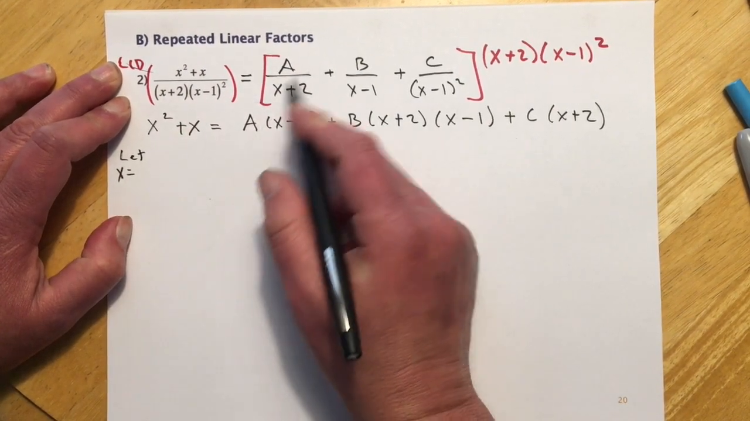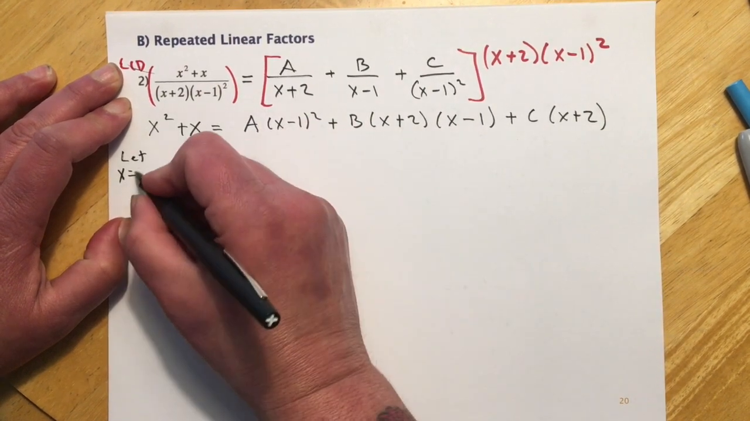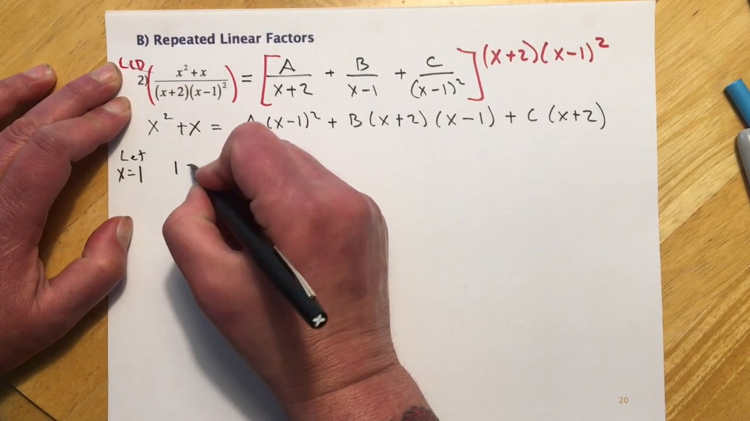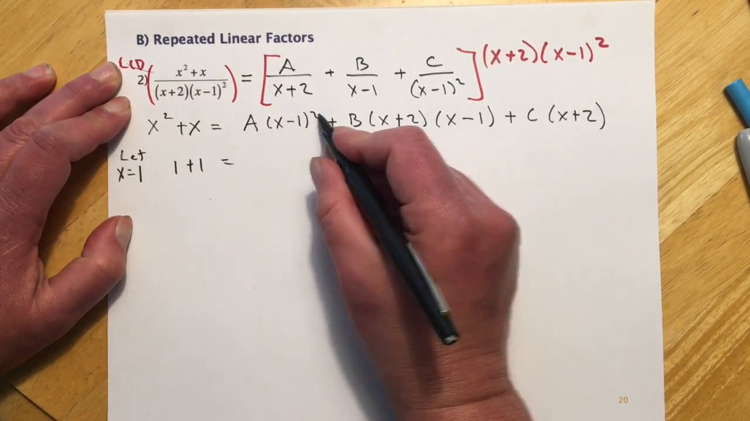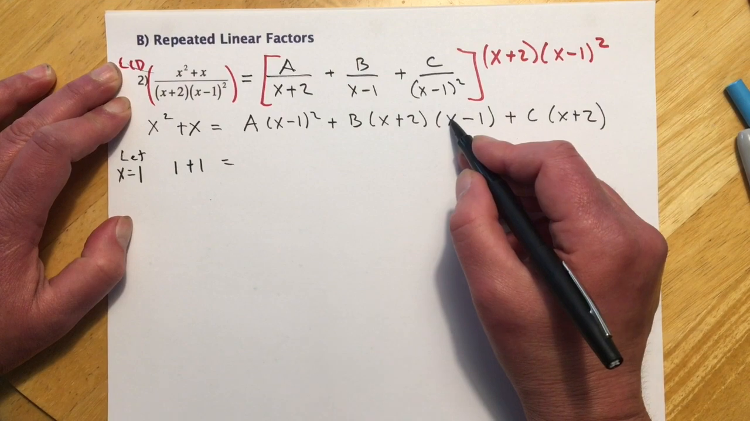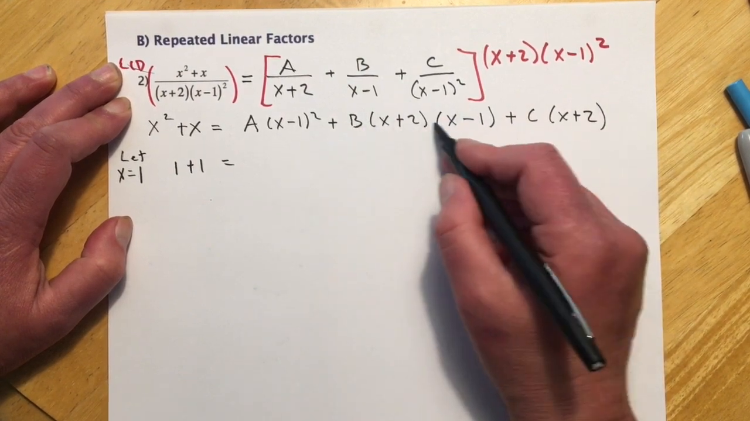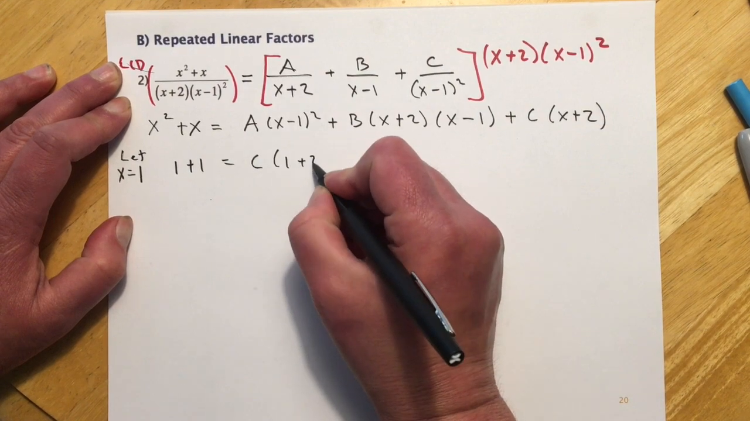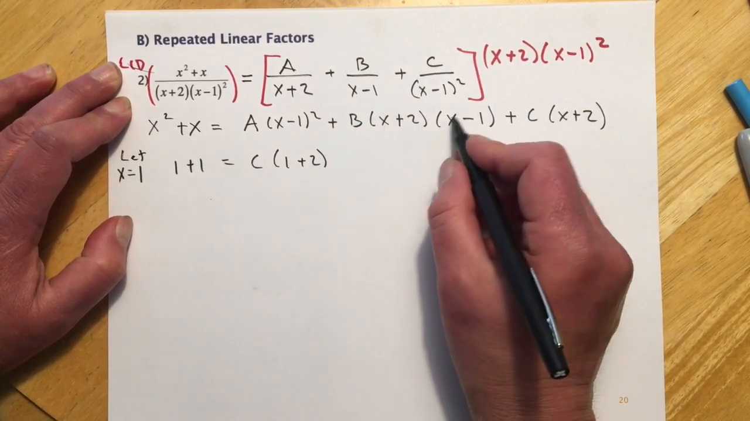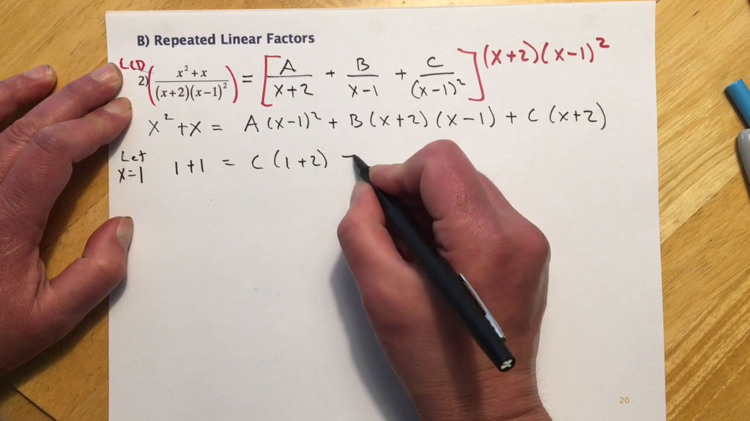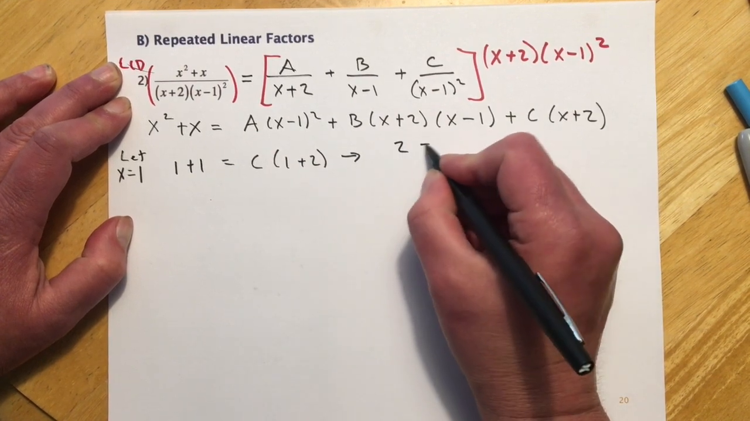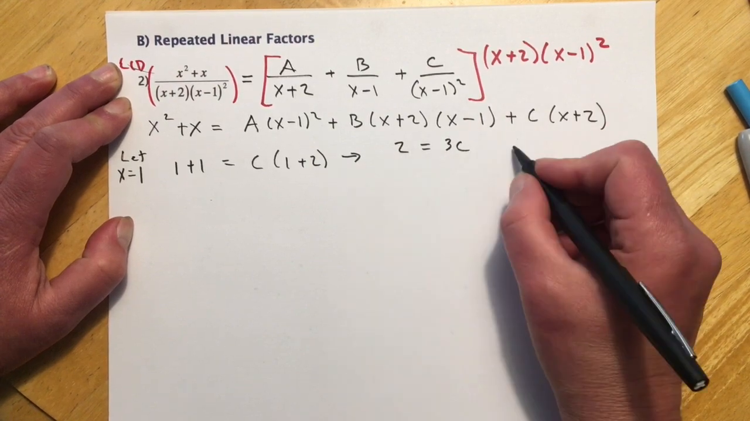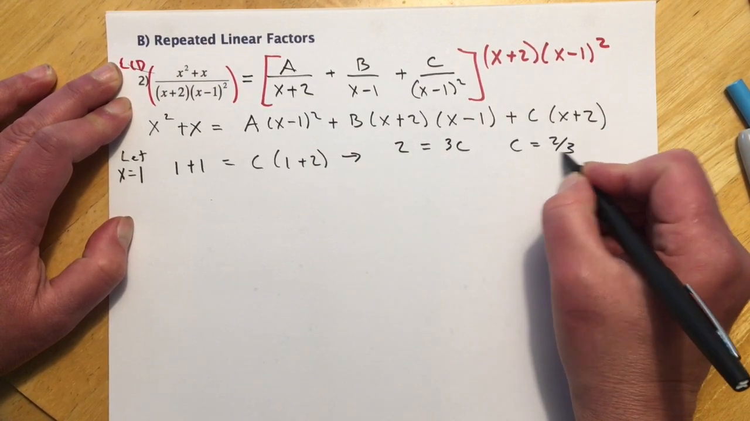So I'm going to let x equal 1 to start, and we'll knock out the 1's. That'll be 1 squared plus 1 equals, and the A term drops out because 1 minus 1 is 0, and the B term drops out because 1 minus 1 is 0, and 0 times all that is 0. So that equals C times 1 plus 2. This time I'm not going to write all the stuff that isn't there, because that makes it look a lot friendlier. So that's 2 equals 3C, and dividing over, I have C equals 2/3.